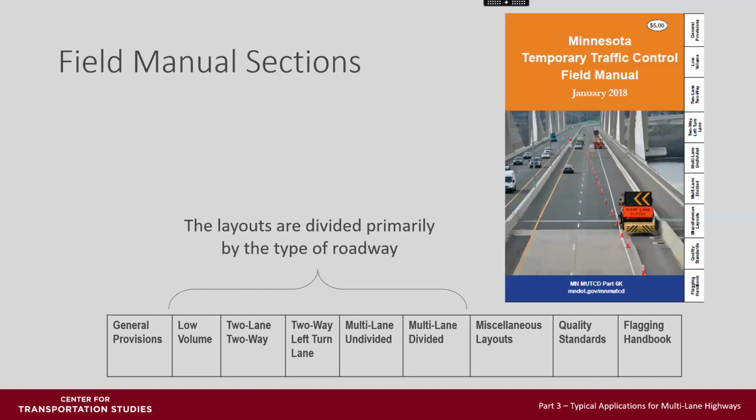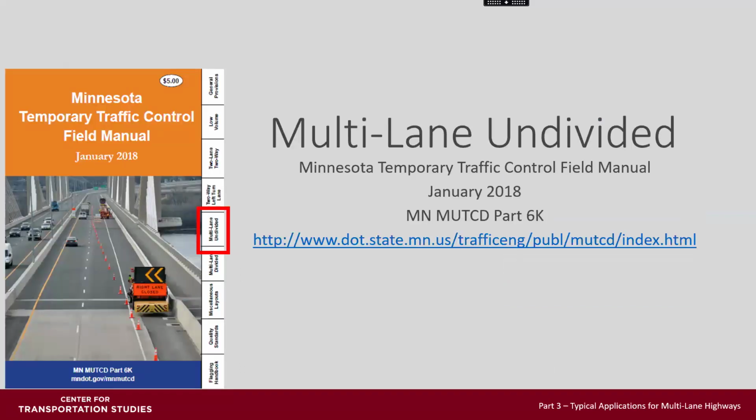The field manual is divided primarily by roadway type. To determine the type of roadway the work space will be in: two-lane, two-way roadways were covered in part 2, and multi-lane highways, divided and undivided, we will cover today. There are some miscellaneous layouts that will be in part 4. Quality standards were included in part 1, and in part 5, we'll talk about flagging. Let's get started with multi-lane undivided highways.